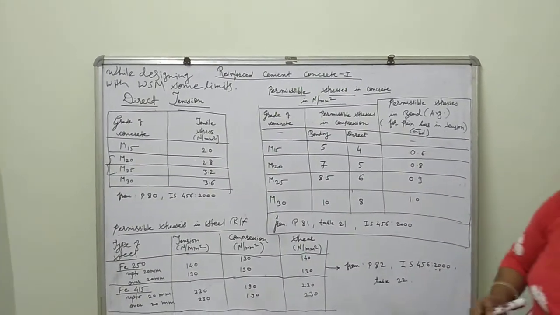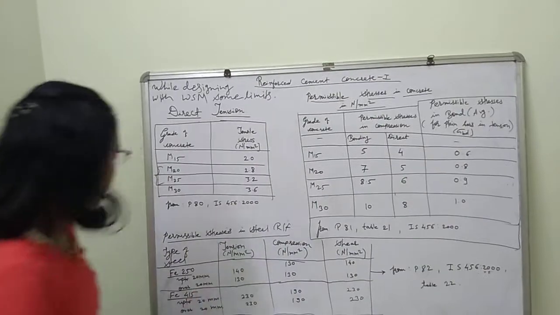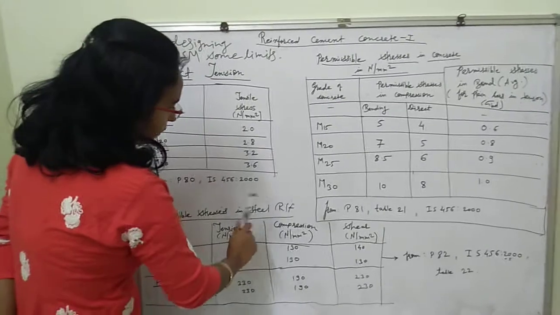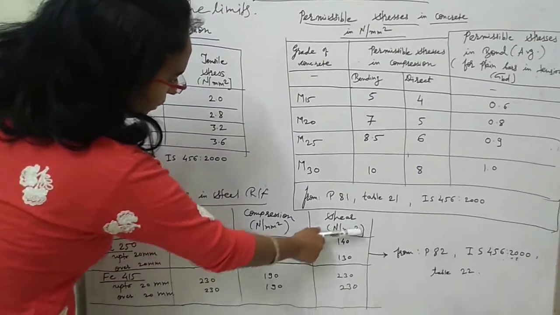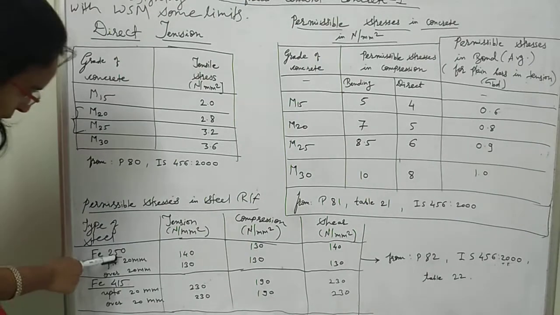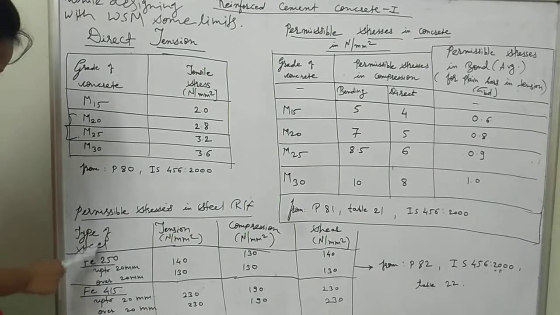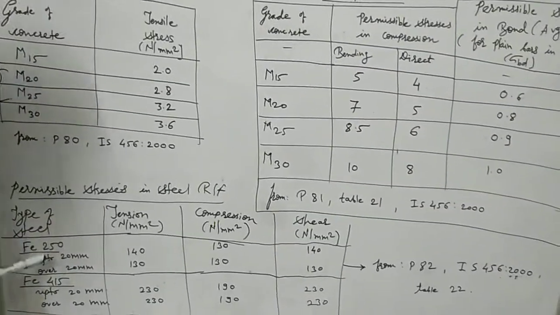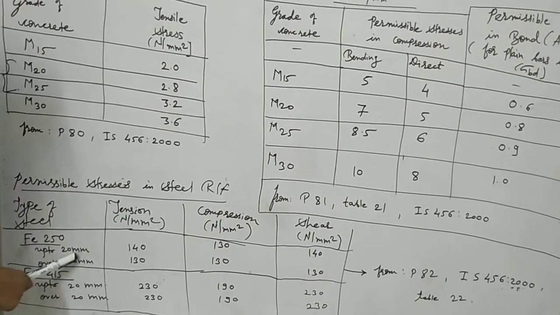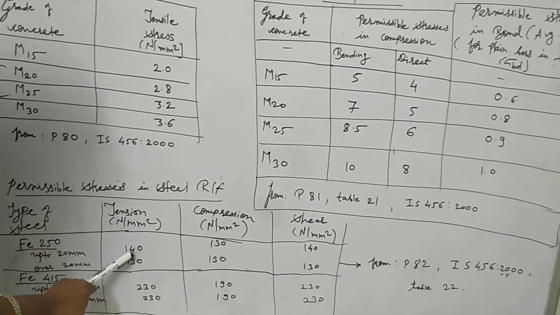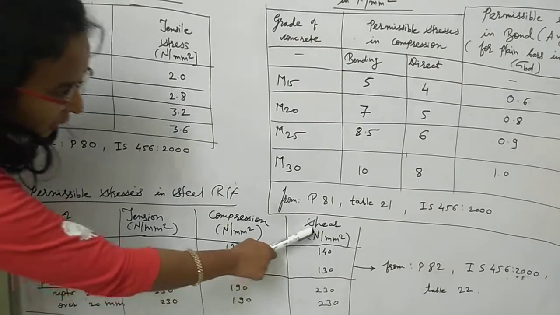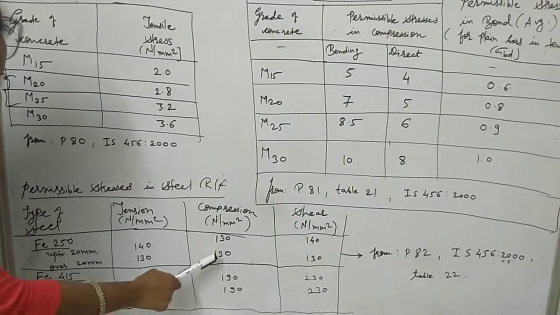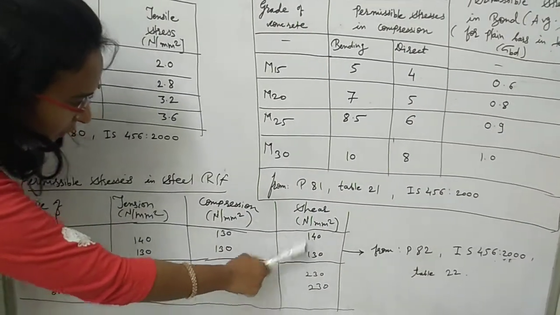Now, the permissible stresses in steel reinforcement. Type of steel, tension in Newton per mm square, compression in Newton per mm square, and shear, same unit Newton per mm square. Fe250 is the mild steel and Fe415 is the HYSD, high yield strength deformed bars. For Fe250 up to 20 mm dia bars, the tension is 140, compression 130, shear 140 Newton per mm square. Over 20 mm, tension 130, compression 130 and shear remains the same 130.